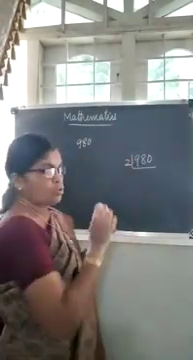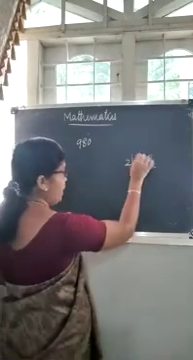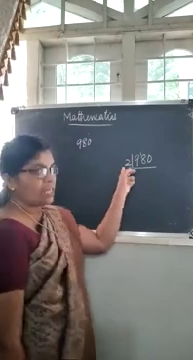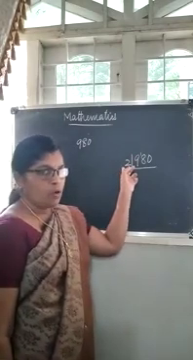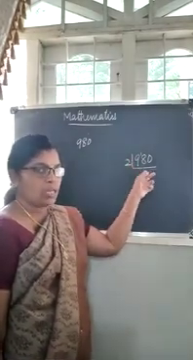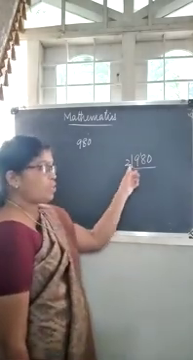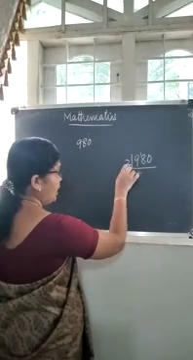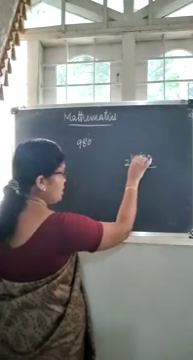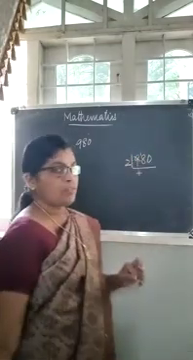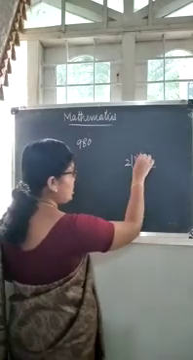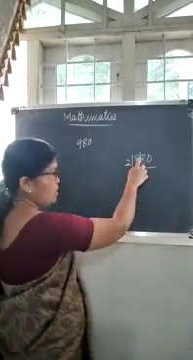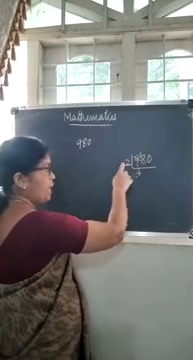When you divide by 2, first you take the digit 9. In 9, how many 2's are there? 4 2's are 8, 5 2's are 10. 10 is not there, so we can take 4 times. So 4 2's are 8. Then 9 minus 8, what is left? 1 is left. So 1 is the remainder. The remainder we have to take with the next number, so it becomes 18. 18 by 2.